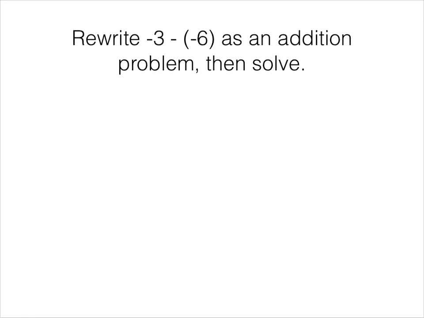Okay, rewrite negative 3 minus a negative 6 as an addition problem and then solve. So again, I'm going to start with my original problem that's given to me. So negative 3 minus a negative 6. And then what I'm going to do is change subtracting an integer. So subtracting this negative 6 is the same as adding its opposite. So I'm just going to change the subtraction sign to a plus or an addition sign.